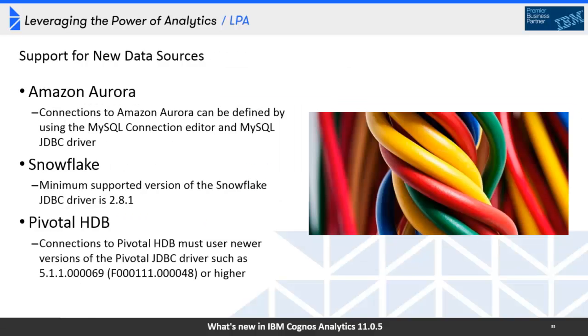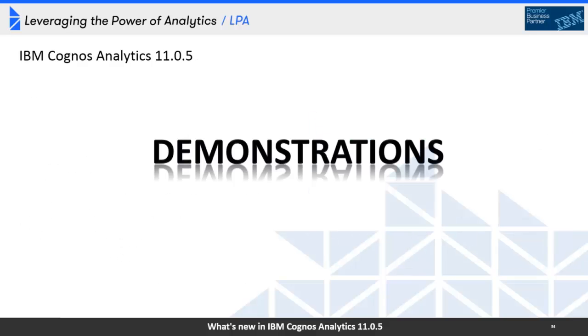There are 3 new data sources supported in Cognos Analytics: Aurora, Snowflake, and Pivotal HDB. So FYI, those are supported. So let's go ahead and do some demonstrations as time permits.